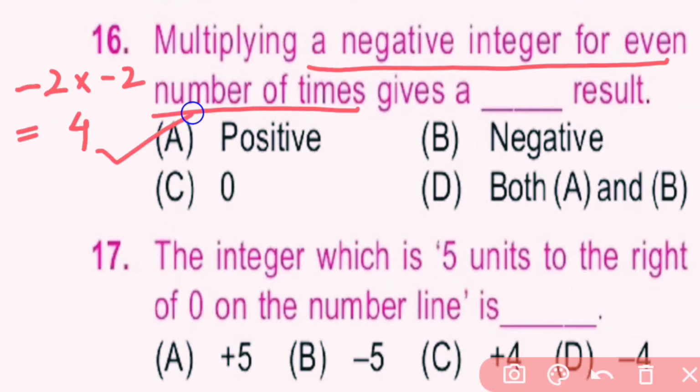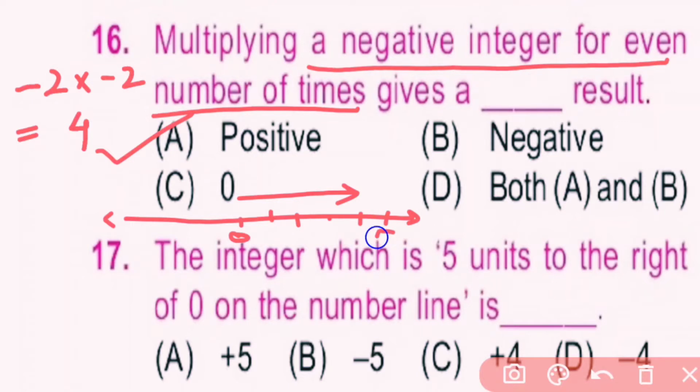Question number 17. The integer which is 5 units to the right of 0 on the number line is dash. On a number line, 5 units to the right means the right side of 0, where there are positive integers. So 5 will be here and it will be plus 5. A is the correct answer.